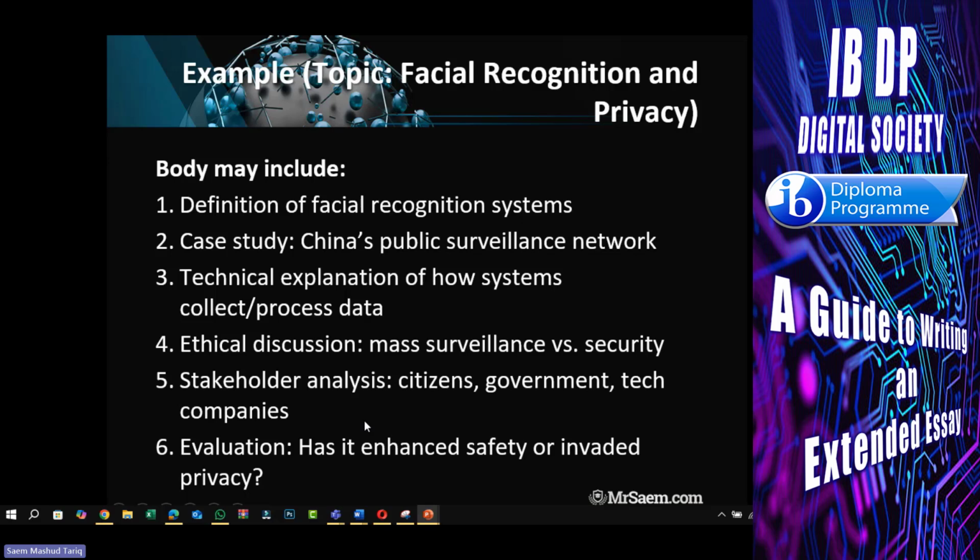So you see, this is one of the examples. If you have a topic like this one, this is what the body part should include. Okay, it could be a bit different, but it should be something like that.